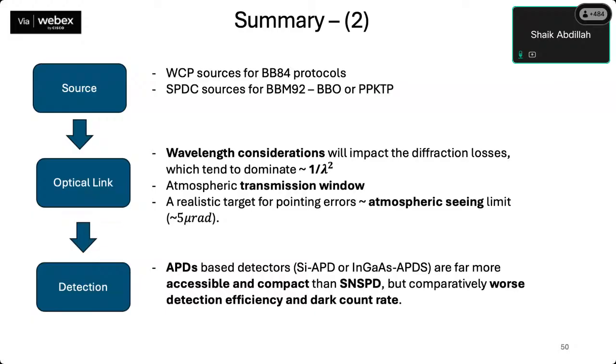This also sets us a realistic target for pointing errors that is seeing limited, up to 5 microradians, which will change from place to place, but this is the value that most in the literature use.